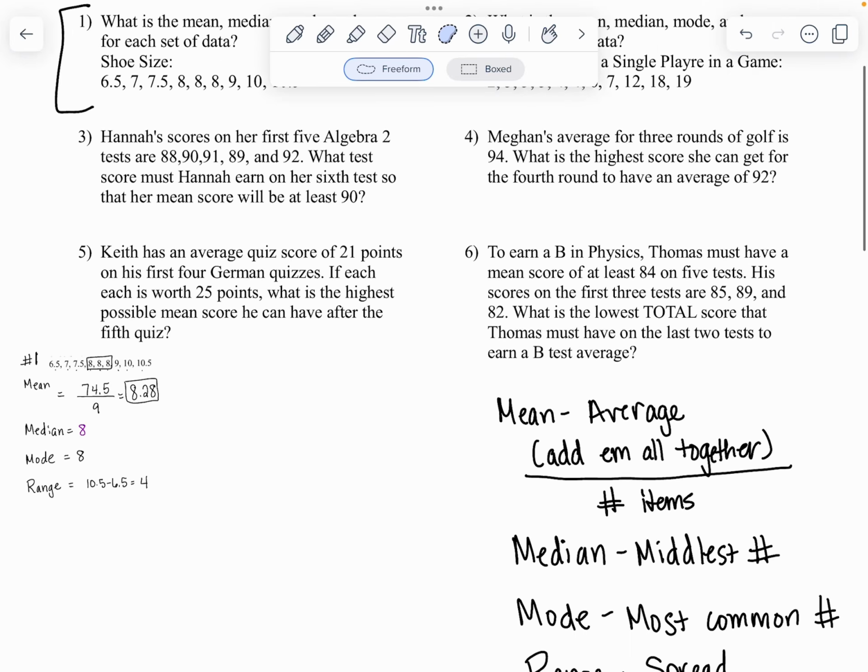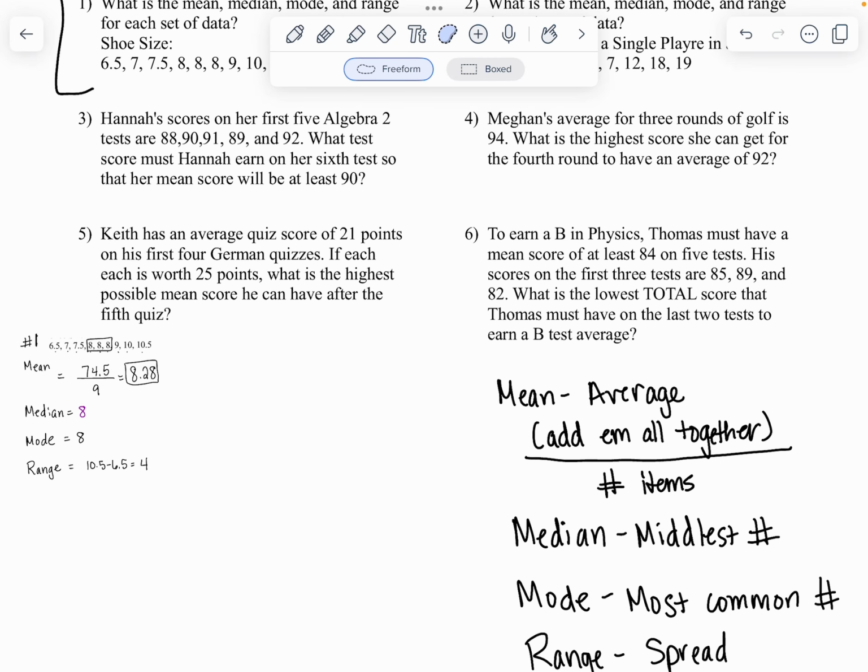All right, now let's do number 3. Hannah's scores on her first 5 algebra tests are 88, 90, 91, 89, and 92. What test must she earn on her 6th test so that her mean score will be at least 90? Ooh, well, that's kind of rude. So they've given us the first 5, and then they say there's a 6th test and a mean score of 90. Well, we know that the mean is equal to the average.